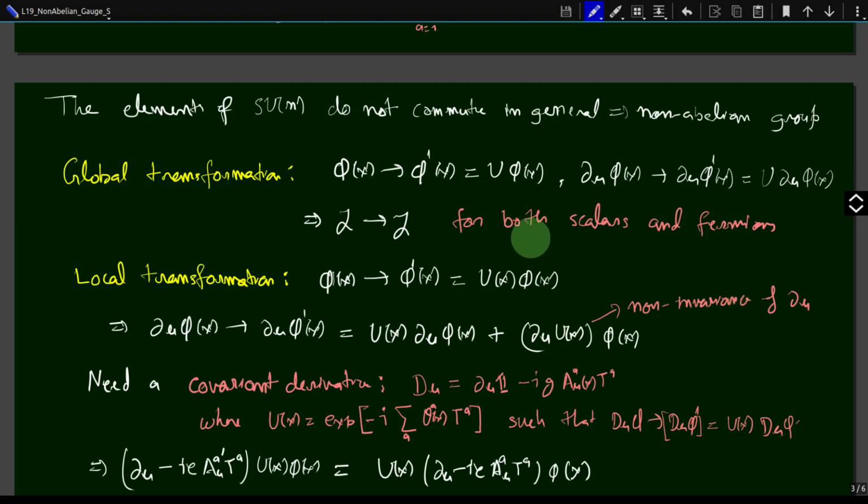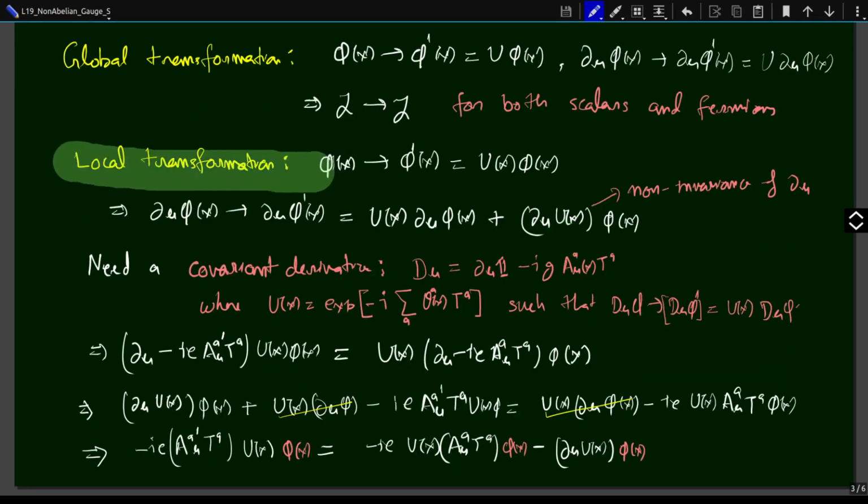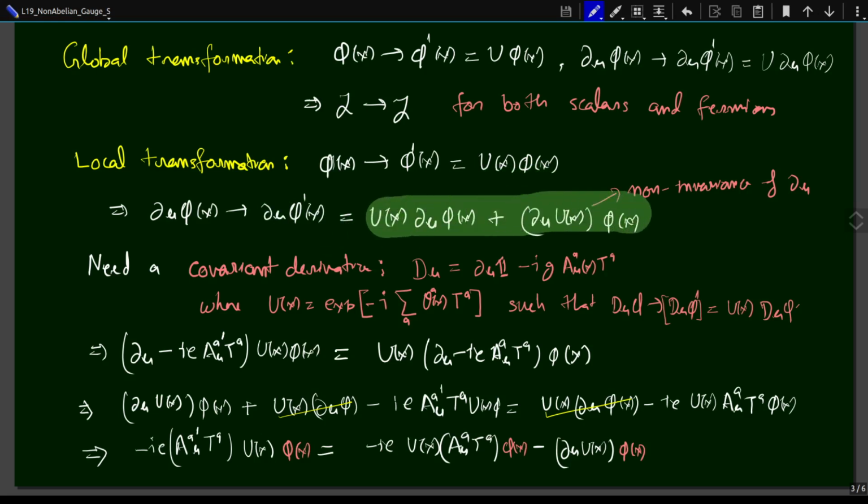Okay, so global transformation under this non-Abelian group is no trouble, and then following the method of Noether's, one can find Noether's theorem and conserved currents. Now, if I make this transformation local, that means my U is dependent upon x, then the ∂_μ φ goes to ∂_μ φ prime, where φ prime is now written as U(x) φ(x), so then it becomes two terms here.